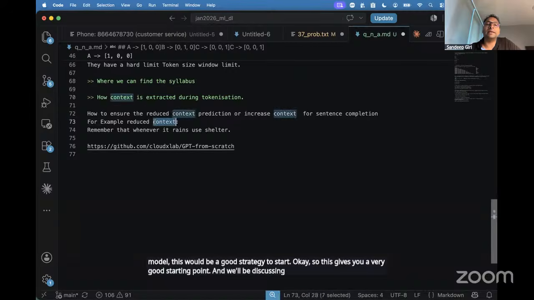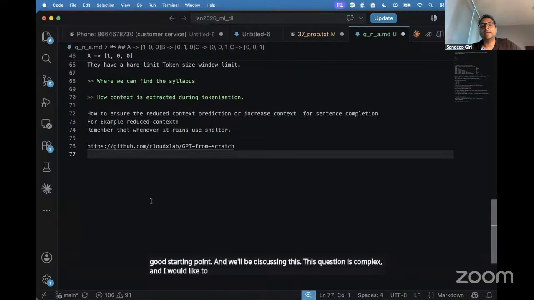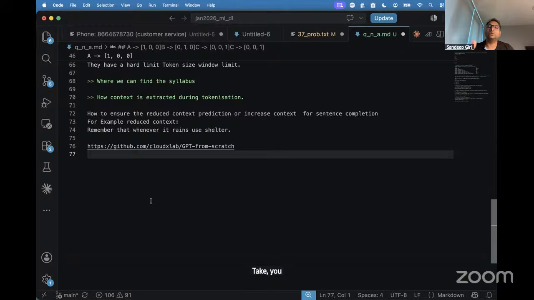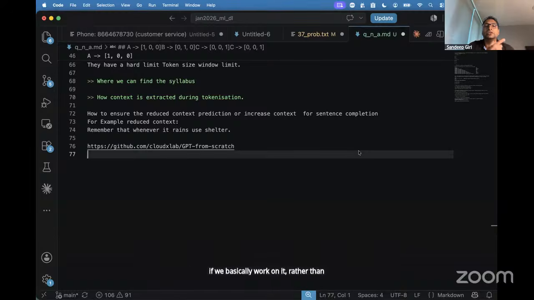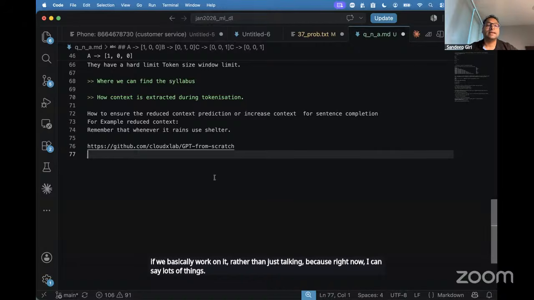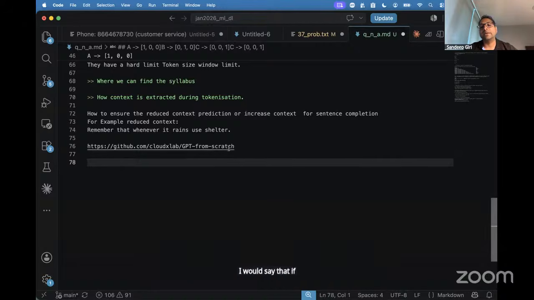This question is complex, and I would like to take some time during the course to answer it. Everybody will benefit more if we work on it rather than just talking, because right now I can say lots of things. So if you're interested, take a look at that. All right, moving on.